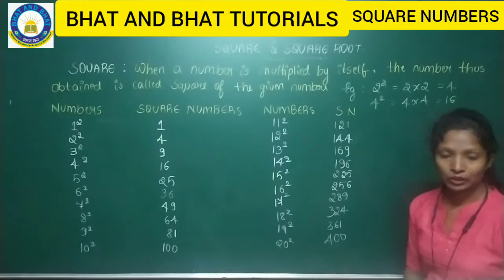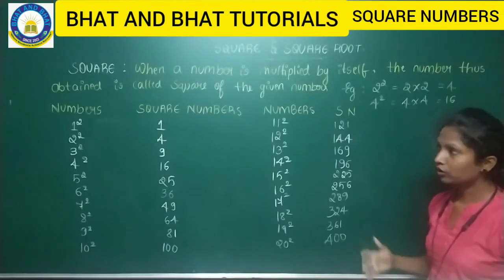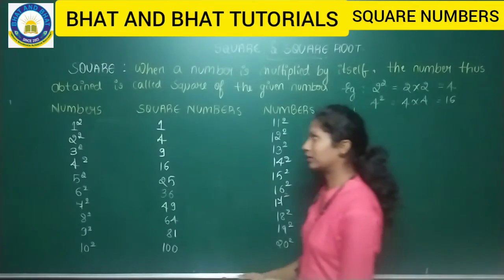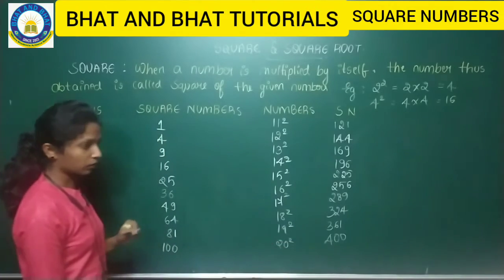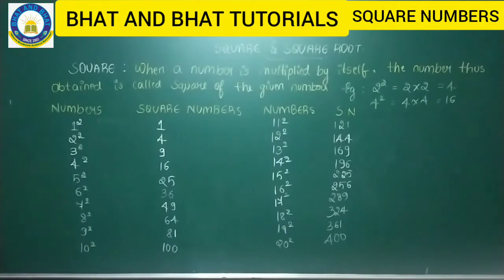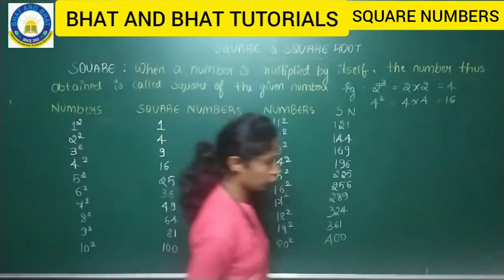So when you are thorough with this 1 to 20, it is easy for you to solve the problems based on these square numbers. So now you can copy down these square numbers from 1 to 20. Okay, copy down this. Okay, well, you have copied down, hope you all copied down this.